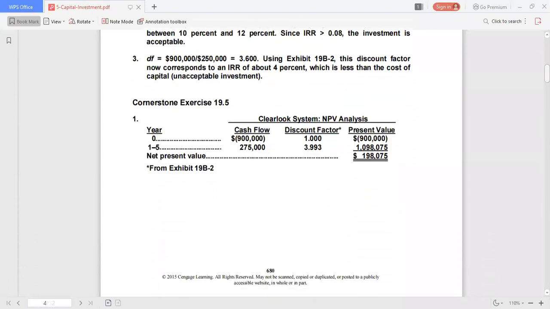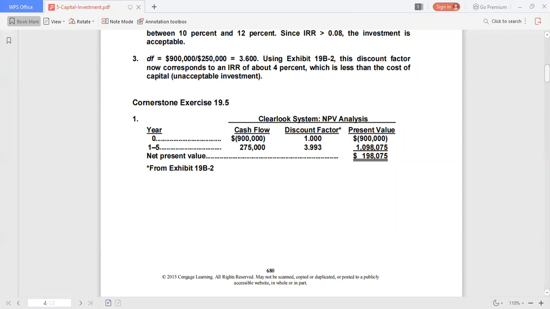19-5, NPV versus the internal rate of return. So we have now the hospital is considering two different MRI systems, the Clearbook and the Goodview systems. The projected annual revenues, annual cost, capital outlays, and project life for each system are as follows. So we have the total revenues and the annual operating expense, and we have the system investment and the project life. So in requirement number 1, compute the NPV for the Clearbook system.